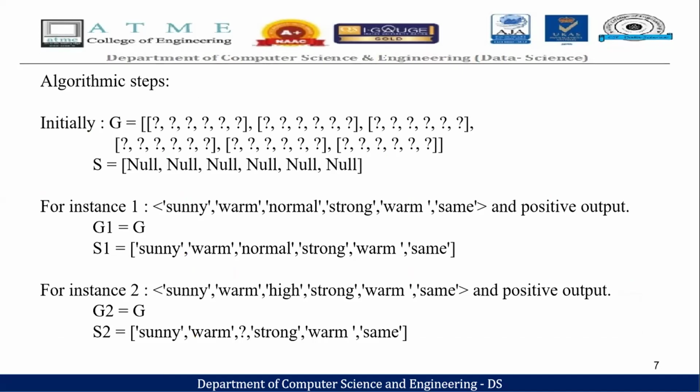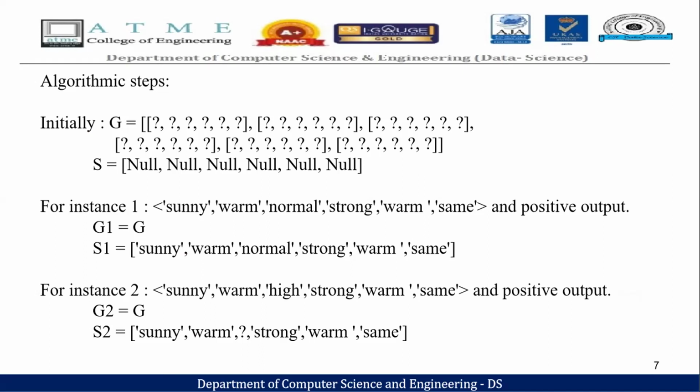And initially for that data, what you should do is initialize one general hypothesis and one specific hypothesis. The specific hypothesis is initialized in this form. And in the general hypothesis, you can see for all the 6 attributes, you have placed 6 question marks there, because it is the most general. The general has to become more specific, and the specific has to become more general.